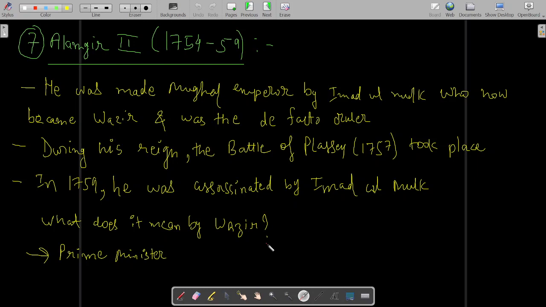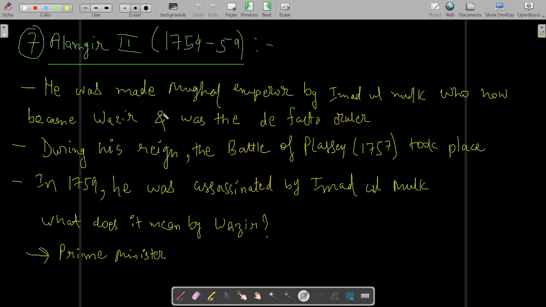Imadul Mulk became wazir, and as a wazir he was the de facto ruler actually. Although he made Alamgir II the emperor, he himself became wazir, and actual powers were with Imadul Mulk. During Alamgir II, the actual ruler was Imadul Mulk. De facto ruler was Imadul Mulk, not Alamgir II. Alamgir II was just for the de jure sense. Alamgir II was like president, and Imadul Mulk was like prime minister.